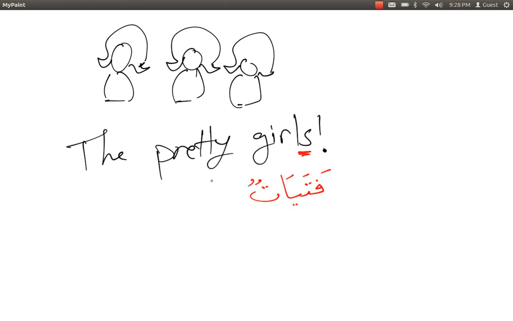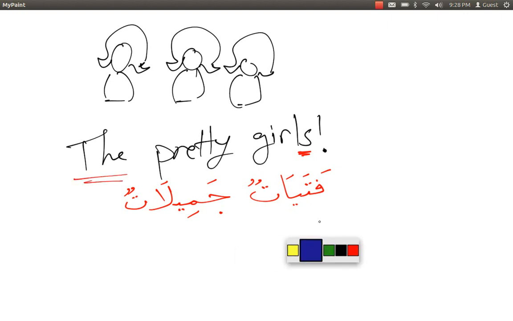Pretty is, well, we know pretty could be jamil, jamila, but we're describing girls. Since we said fatayatun, the adjective has to follow it. It has to be jamilatun. Fatayatun jamilatun. But we're missing one thing, the "the". So we have to adjust this one, and it will become finally al-fatayatu.